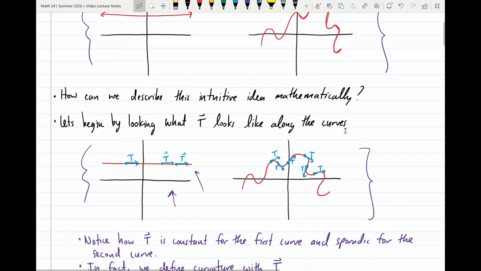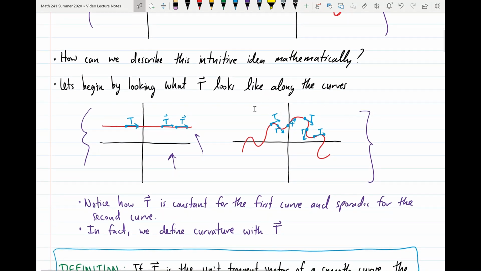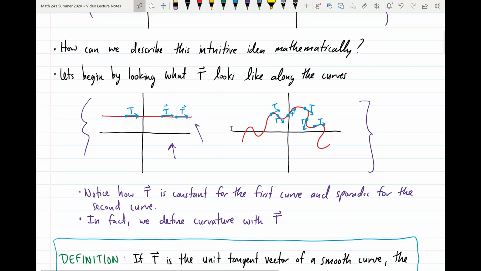So let's begin by looking at what the unit tangent vectors look like at different points along the two curves from above. With our constant curve on the left, the unit tangent vector is going to be the same regardless of which point we choose. So all of the unit tangent vectors are going in the same direction. Whereas if we look at the curve on the right here, the unit tangent vector is constantly changing and the direction is going all over the place.